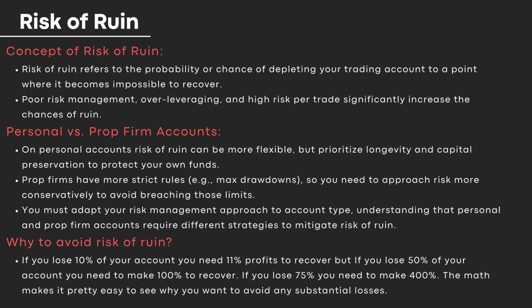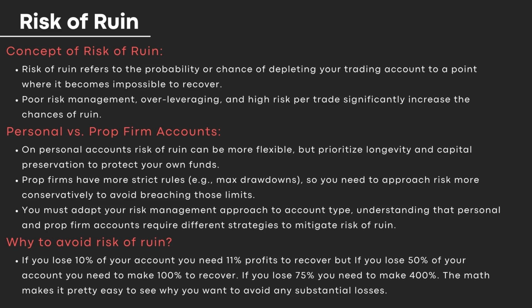Now let's look at the difference between personal accounts and platform accounts when it comes to risk of ruin. On a personal account, you have a bit more flexibility because there are no set drawdown limits or any maximum drawdown limits imposed by anyone, right? But that also doesn't mean that you can be reckless and outrageous, right? Because after all, it's your own money on the line, and you still have to make sure that you hold yourself accountable and follow your plan consistently with discipline. You still need to prioritize capital preservation and think about the long term, right? And keeping your account alive should be your top priority at all times.